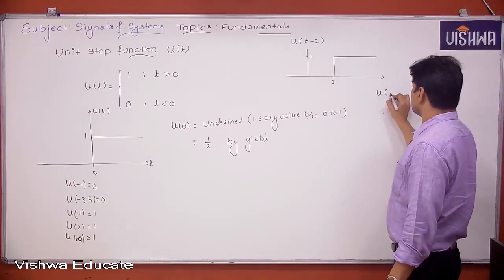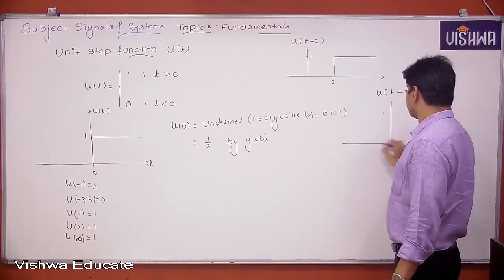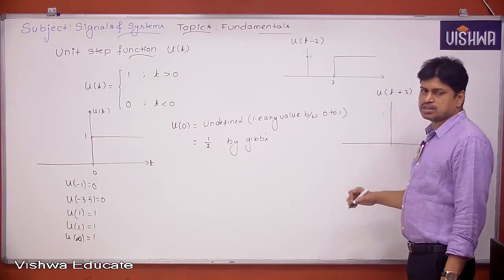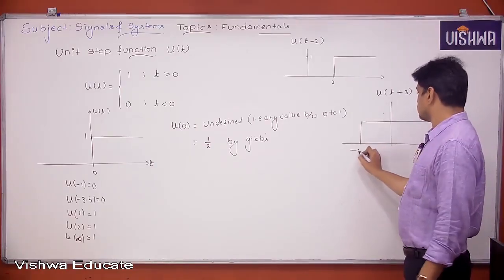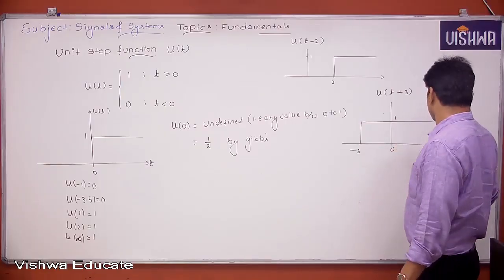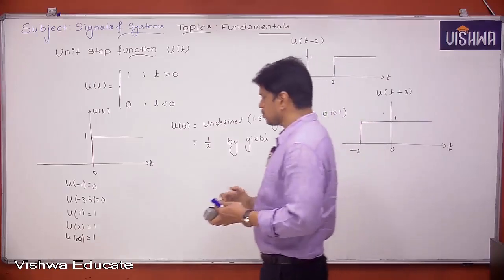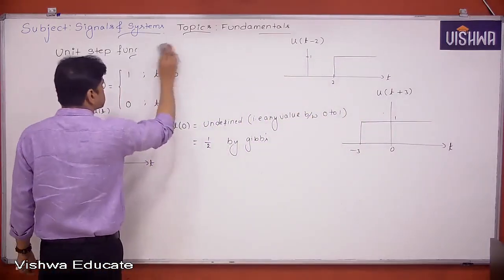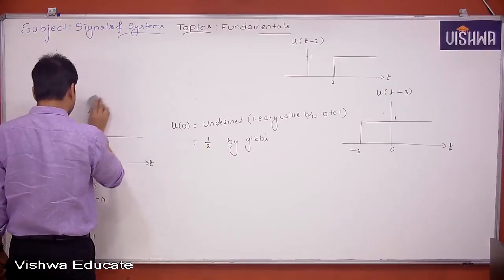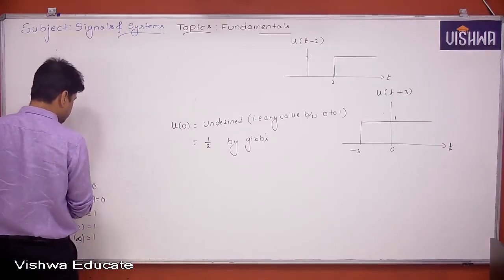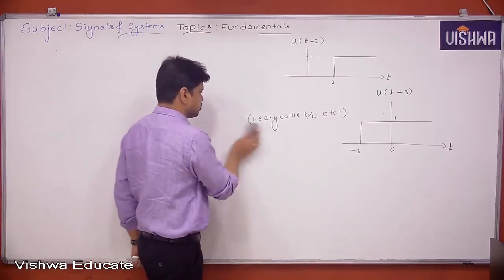If I draw u of t plus 3, then whenever this argument is positive, that is t greater than minus 3, it is starting from minus 3, 0. Its value is 1. So this is how we have to write the function. Okay, take it. Here also we are talking about the argument. Argument is positive, argument is negative. Then it's going to be 1 or 0.